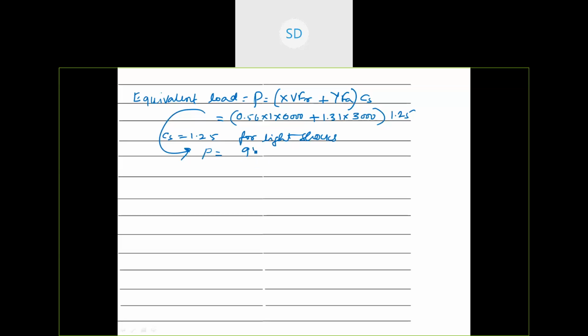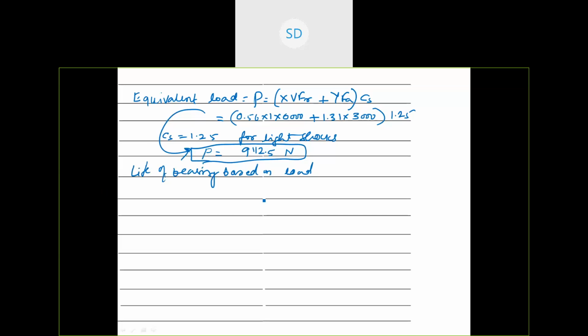You check out the answer because you are multiplying with fractions. This is the equivalent load. Now, what type of bearing they have specified? You need to select a ball bearing. Now, we will calculate life of bearing based on load.